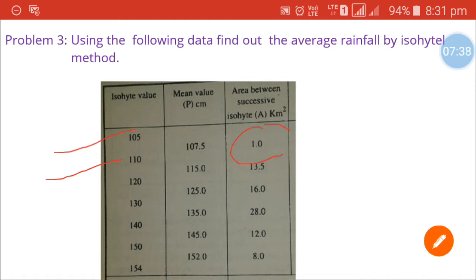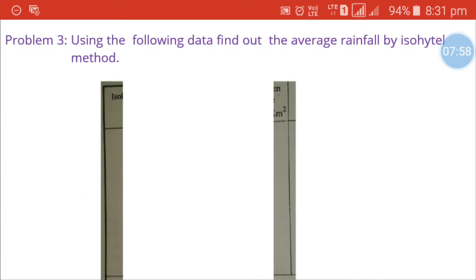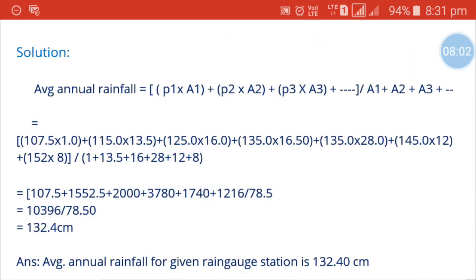So 105 plus 110 divided by 2 will give us the mean value of precipitation, that is 107.5. In the similar way, we can find out the mean value of precipitation and area for all the data that is given in this particular table. Now let us see the calculations.